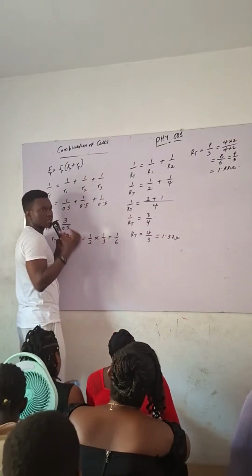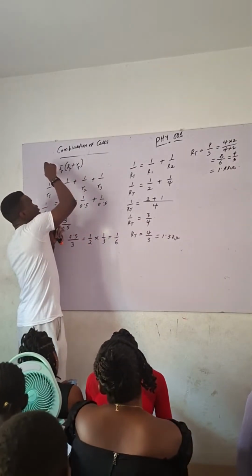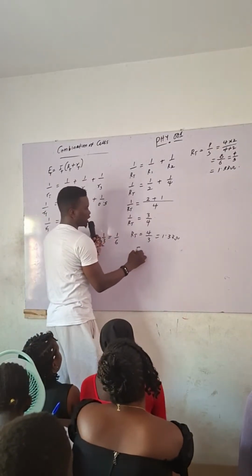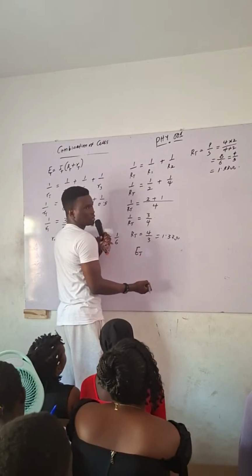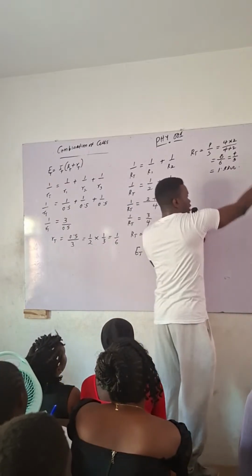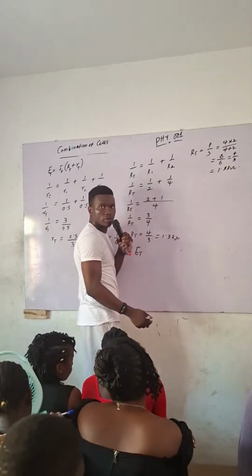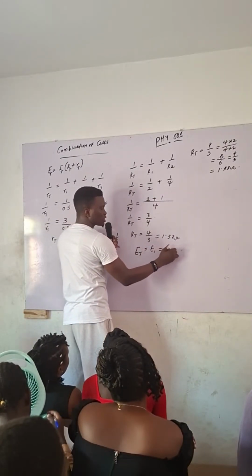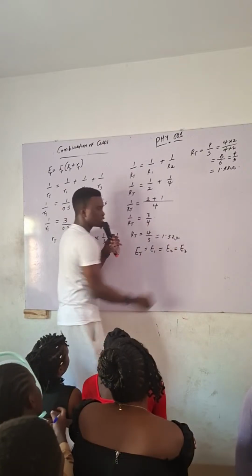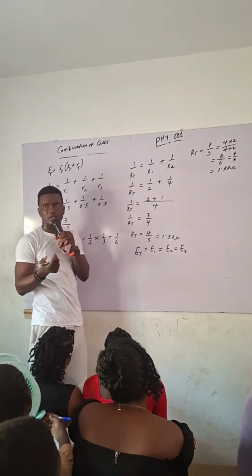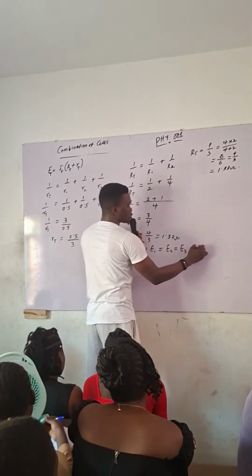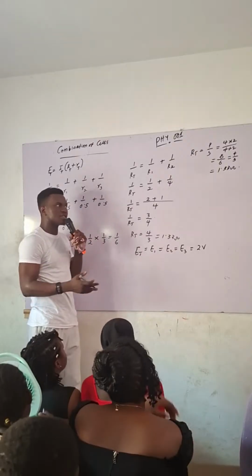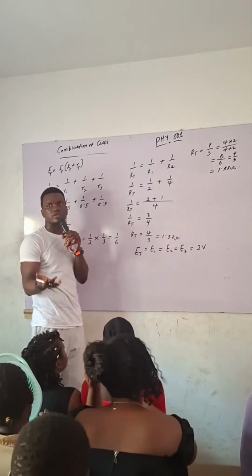So what's the next thing? We are looking for I total. We need to get E total. So what will be the E total? 2. That's what we meant here. Whenever you connect batteries in parallel, E total is going to be equal to E1, which is the same thing as E2, which is the same thing as E3. Do you get? So E total is still what? Is still 2 volts. If they are in series, that's when you can start adding, subtracting, and all of those things.